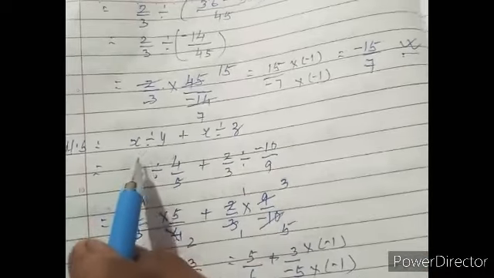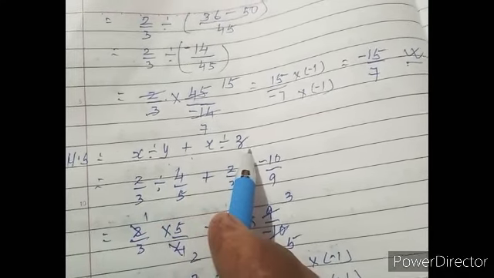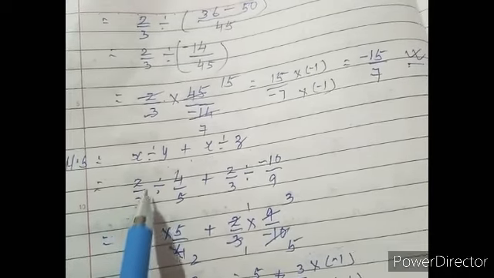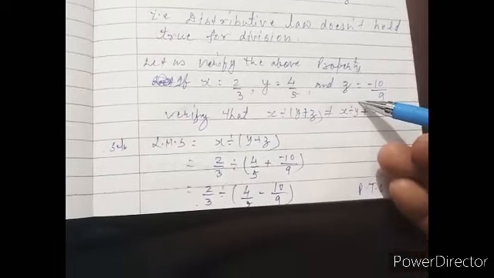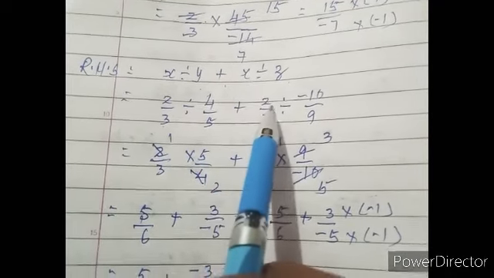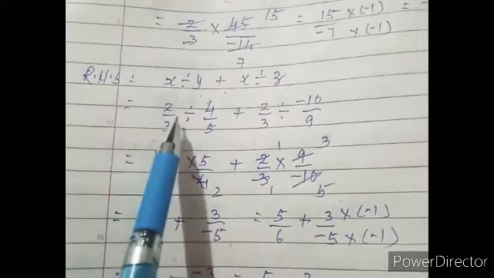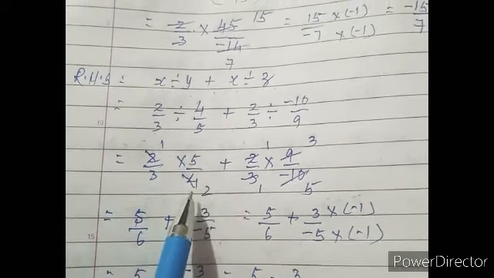Now let us see the RHS. X divided by y plus x divided by z. So the value of x is 2 by 3, y is 4 by 5 and z is minus 10 by 9. The same values are put over here. So 2 by 3 divided by 4 by 5 plus 2 by 3 divided by minus 10 by 9. 2 by 3, this will convert into multiplication, and it is 5 by 4.